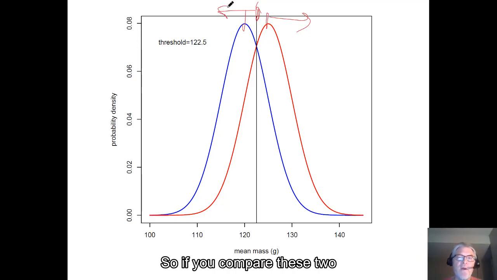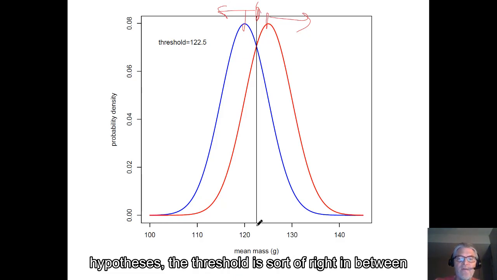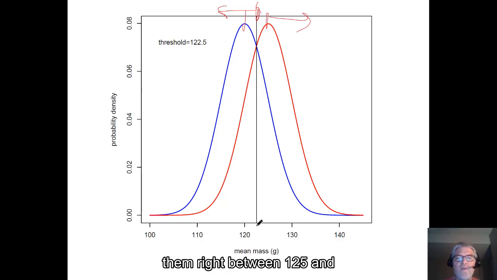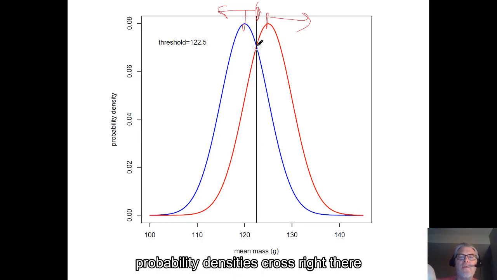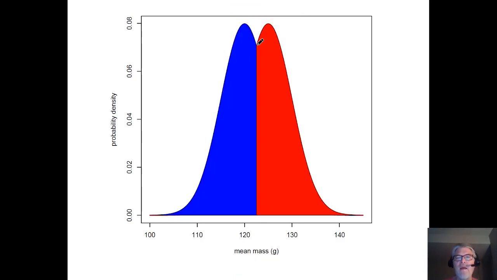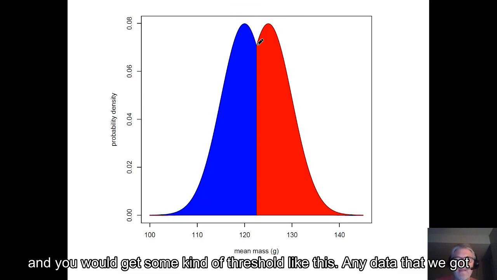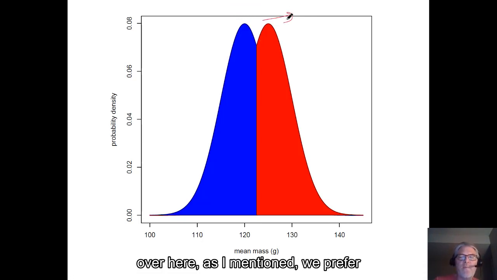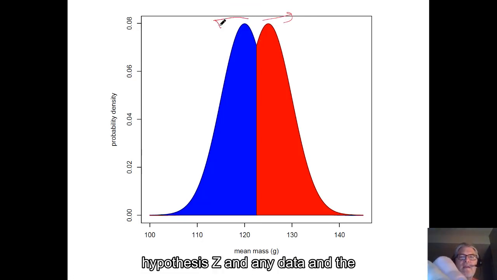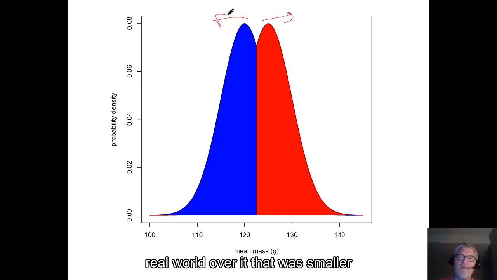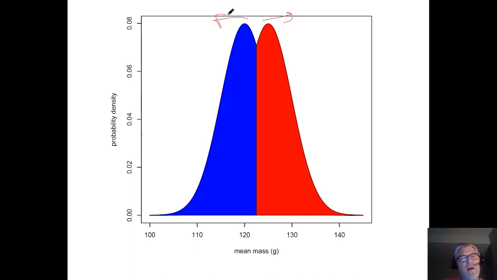So if you compare these two hypotheses, the threshold is right in between them, right between 125 and 120 is where the probability densities cross. And you would get some kind of threshold like this. Any data that we got over here, as I mentioned, we'd prefer hypothesis Z, and any data in the real world that was smaller, we prefer hypothesis X.